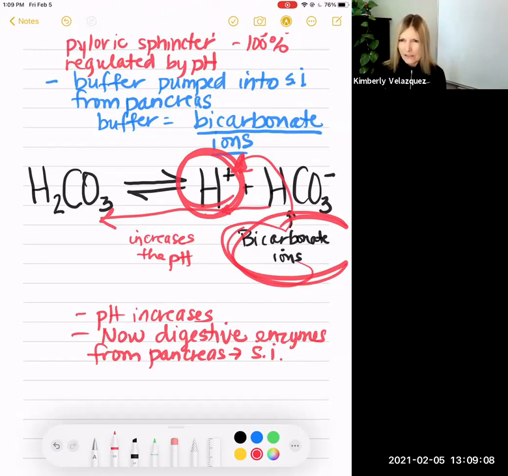This is an excellent example of two things. One is that the pH differs throughout the body. Two, buffers serve to keep pH relatively constant. Changes in pH can denature proteins and cause them to not work correctly. And in the case of the digestive system, changes in pH can denature the enzymes and not allow you to digest your food.